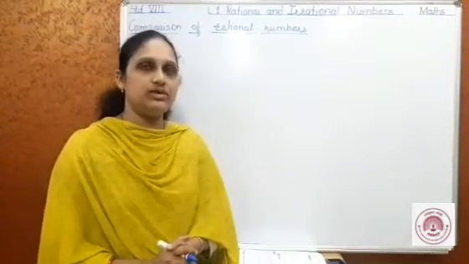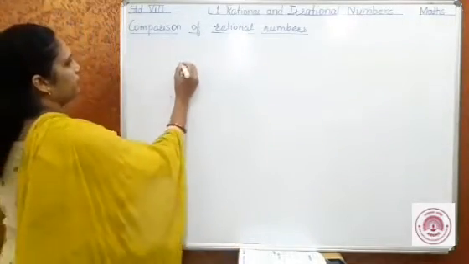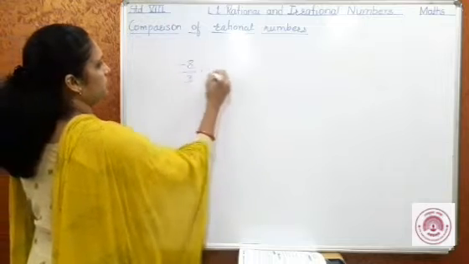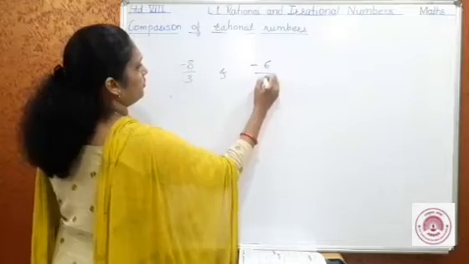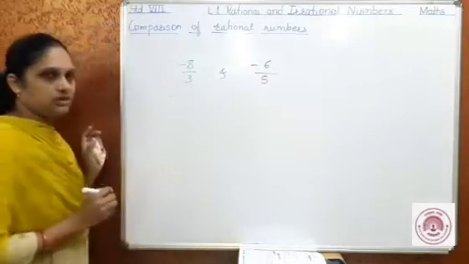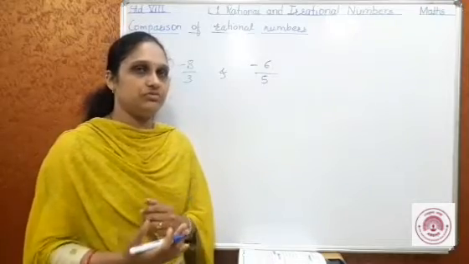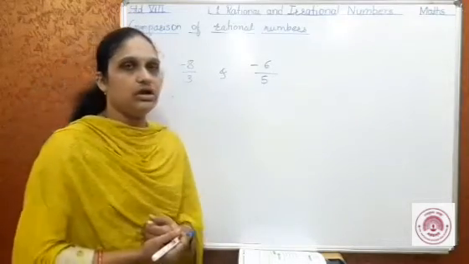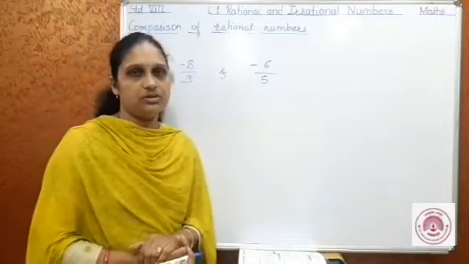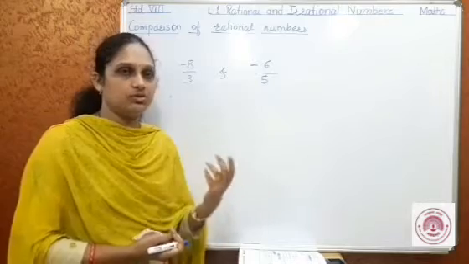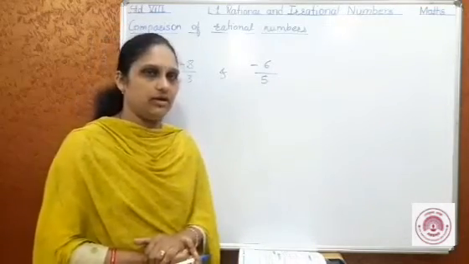Now we'll take one more example for comparison of rational numbers. Suppose the numbers given are -8 upon 3 and -6 upon 5. We have to compare these numbers and identify which is smaller and which is bigger. Here, both are negative numbers. How can we understand which one is to the right and which one is to the left? We cannot identify directly.